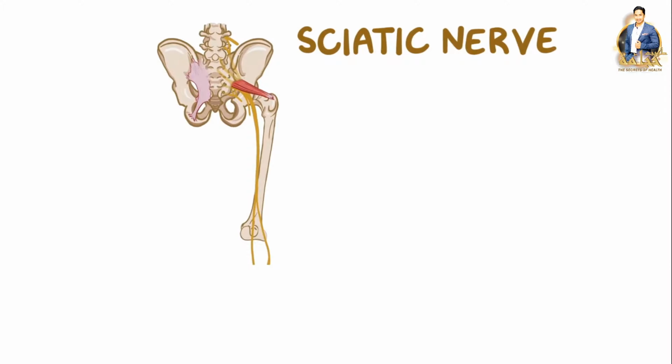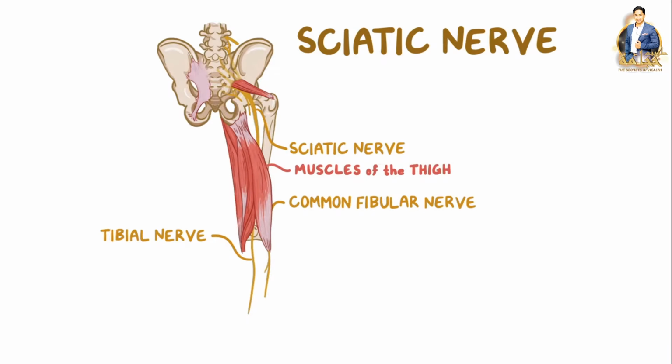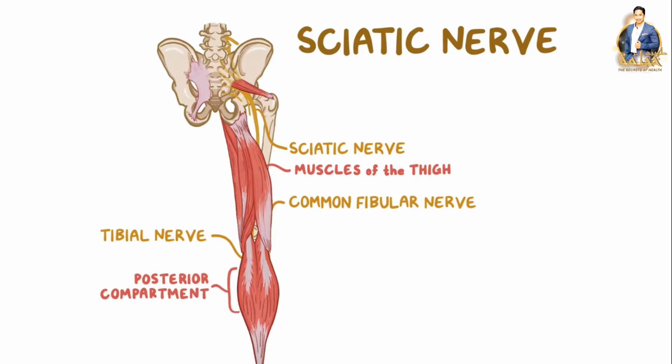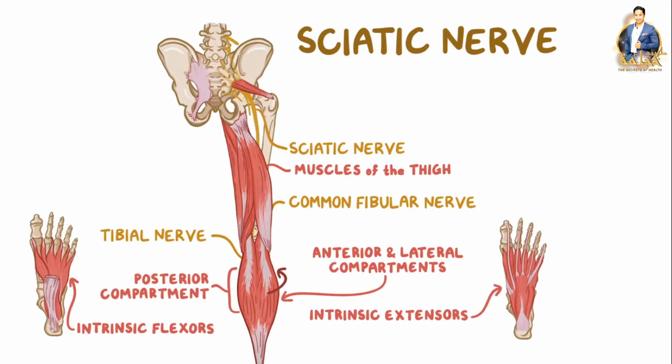It then travels down the back of the thigh to the back of the knee, where it splits into the tibial and common fibular nerves. The sciatic nerve innervates the muscles in the back of the thigh. The tibial nerve innervates the muscles of the posterior compartment of the leg and intrinsic flexors of the foot. The common fibular nerve is in charge of the muscles in the anterior and lateral compartments of the leg and intrinsic extensors of the foot.